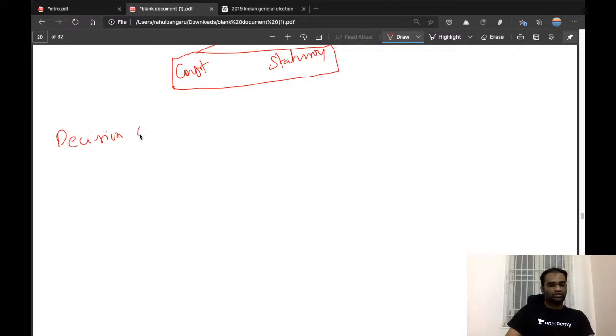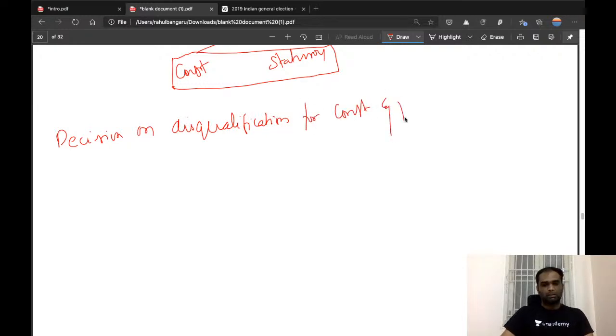Decision on disqualification for constitutional as well as parliamentary grounds. Okay, for constitutional as well as parliamentary grounds.